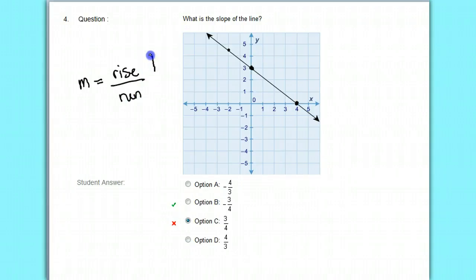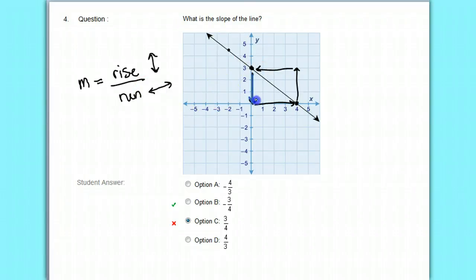And the rise is really just your up or your down amount, and the run is the left or the right amount. And so it doesn't matter whether you start at this point right here and go down and to the right to get to the other point, or maybe you start at this point down here first and you go up and to the left and end here. So it doesn't really matter which point you start with to determine your slope. Just make sure that you have your rise over your run. So I'm going to do it both ways, and I'll just show you the difference.